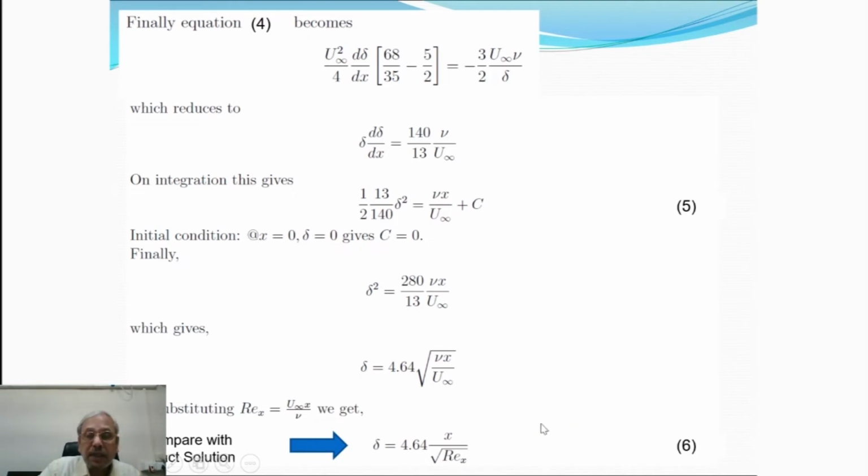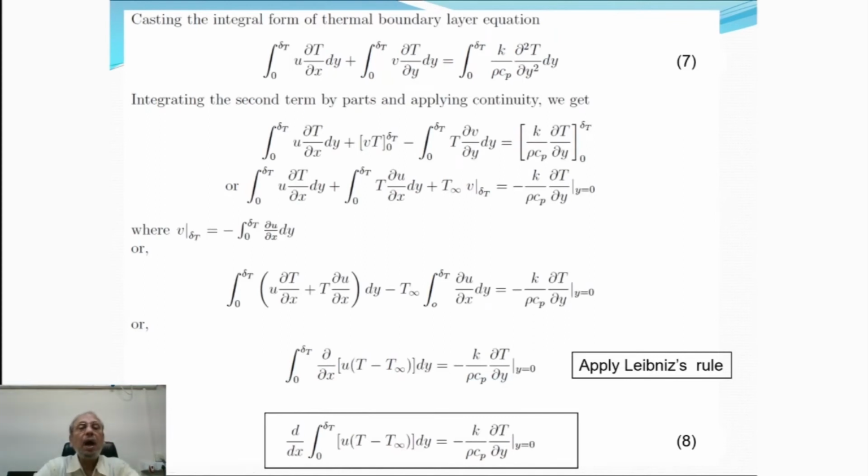Exact solution was delta equal to 5 into x divided by root over Re x, and here we get delta equal to 4.64x divided by root over Re x. So now having solved the velocity boundary layer, we take up the thermal boundary layer equation.